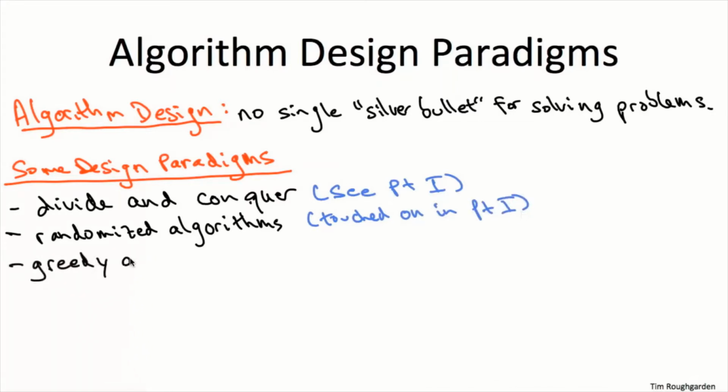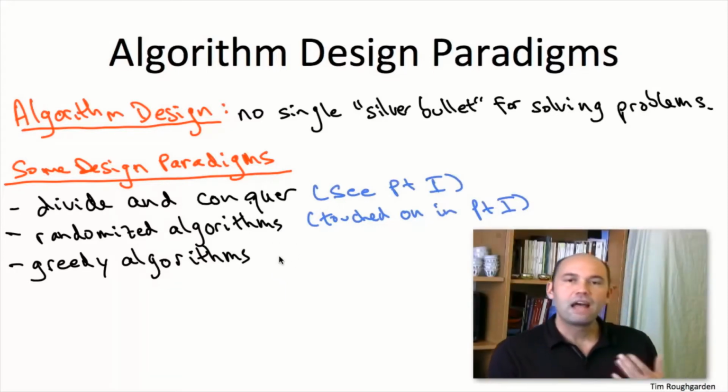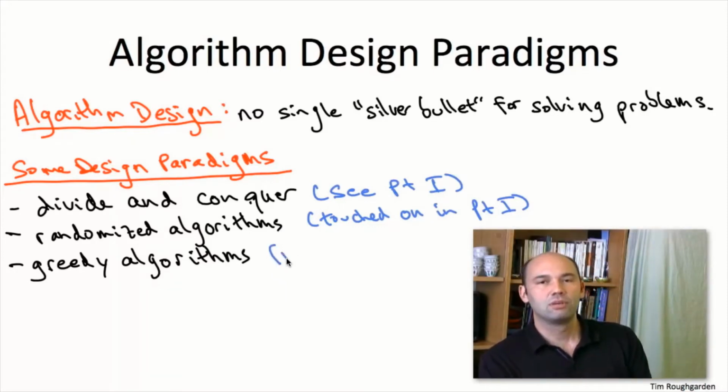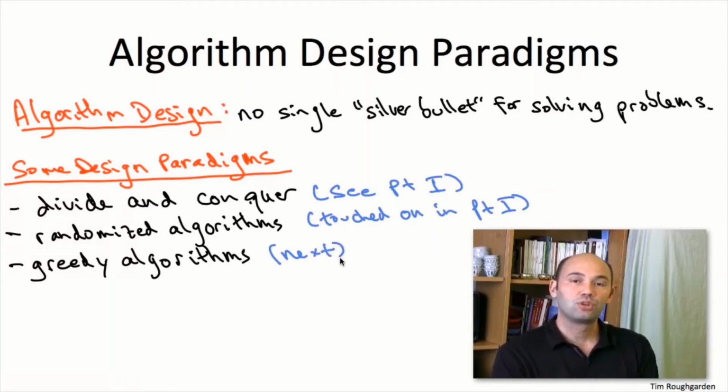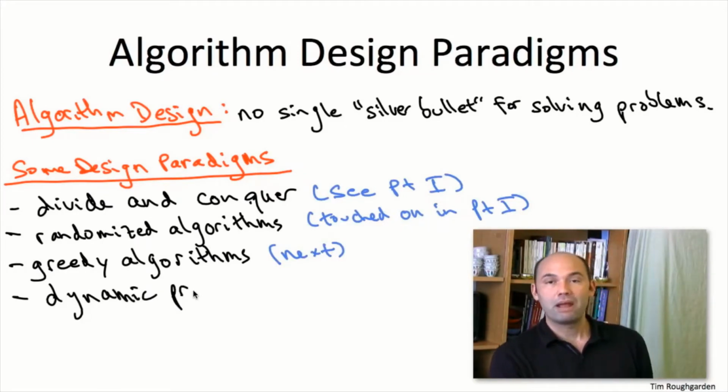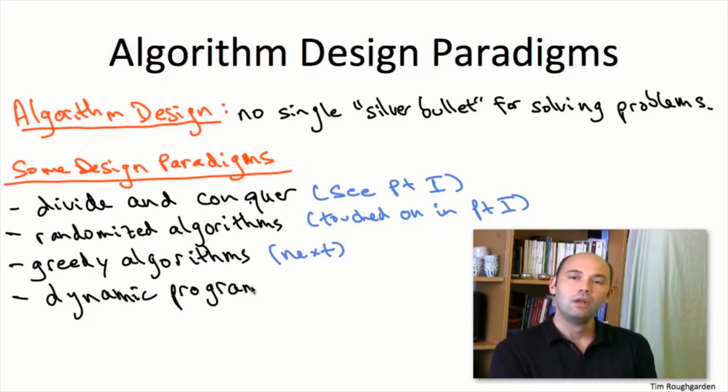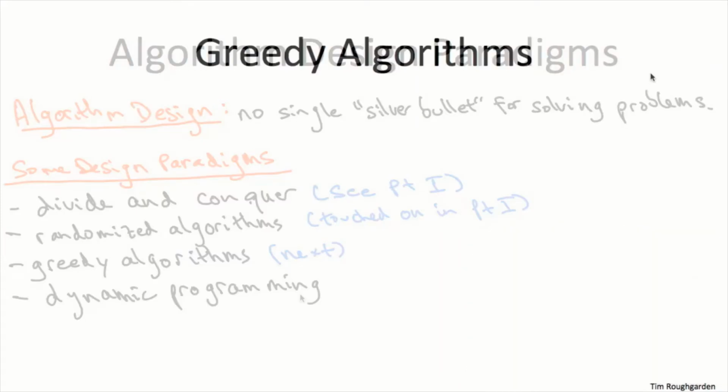So the next major paradigm we're going to discuss is that of greedy algorithms. So these are algorithms that iteratively make myopic decisions. In fact, we've already seen an example of a greedy algorithm in part one, namely Dijkstra's shortest path algorithm. And then the final paradigm we're going to discuss in this class is that of dynamic programming, a very powerful paradigm which solves, in particular, two of the motivating questions we saw earlier, namely sequence alignment.